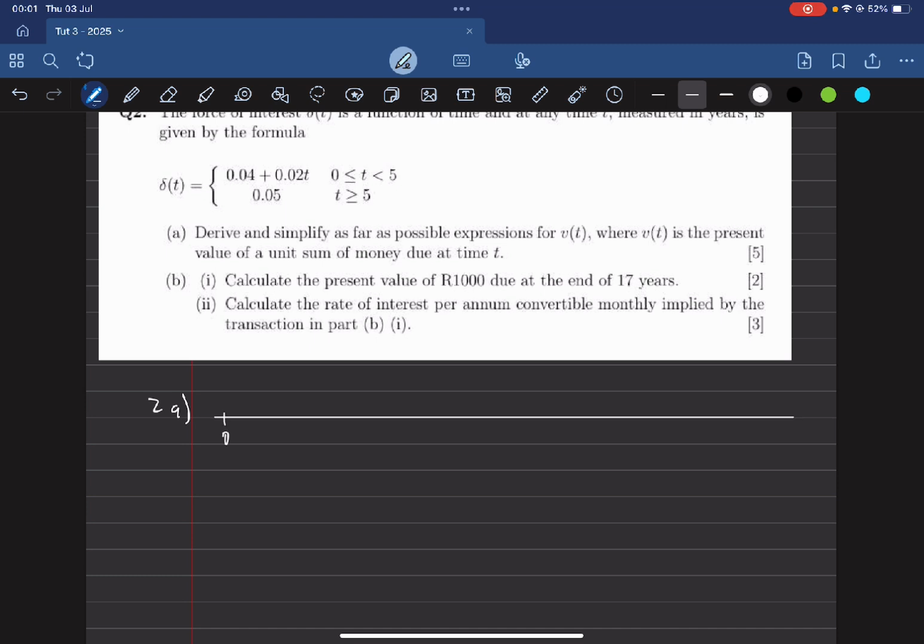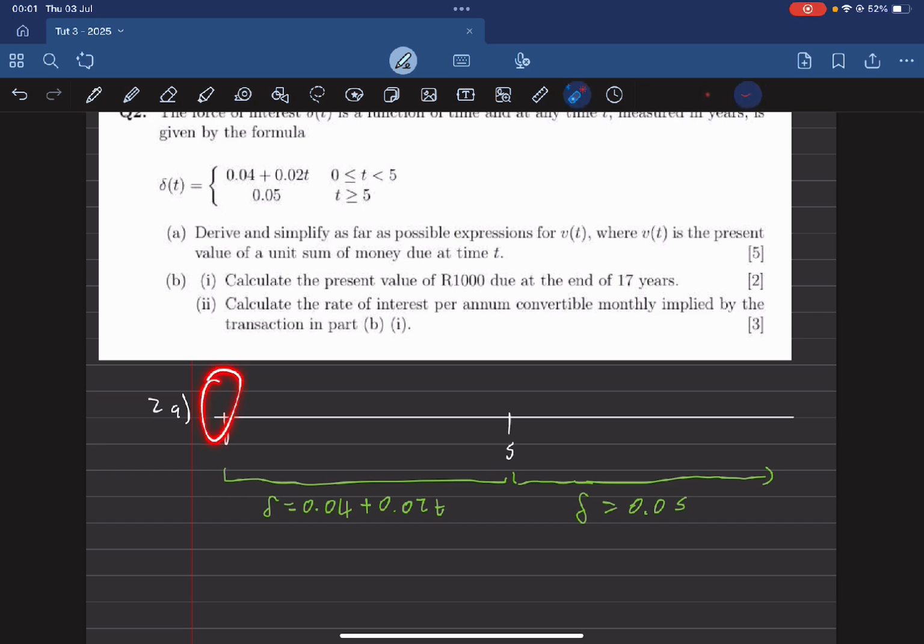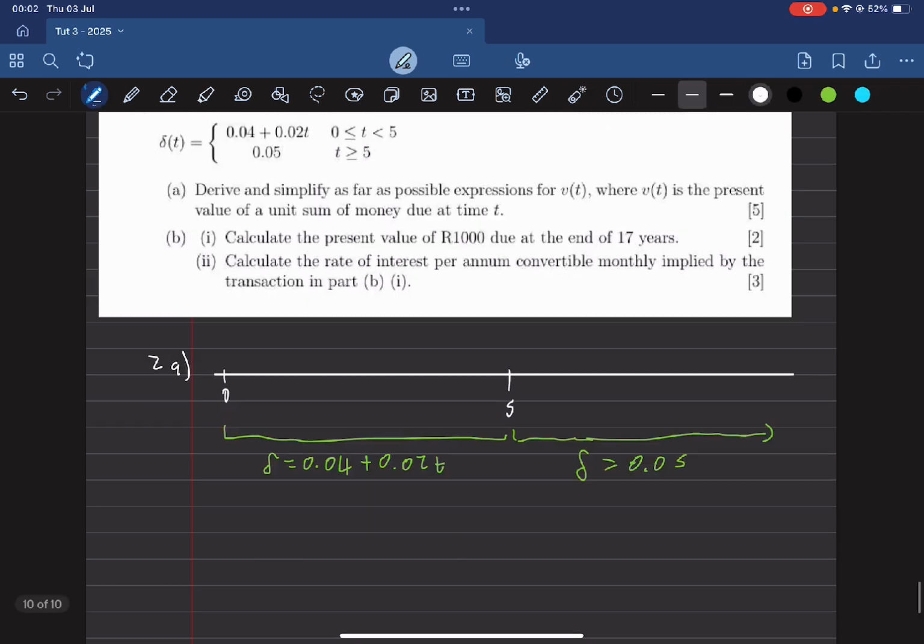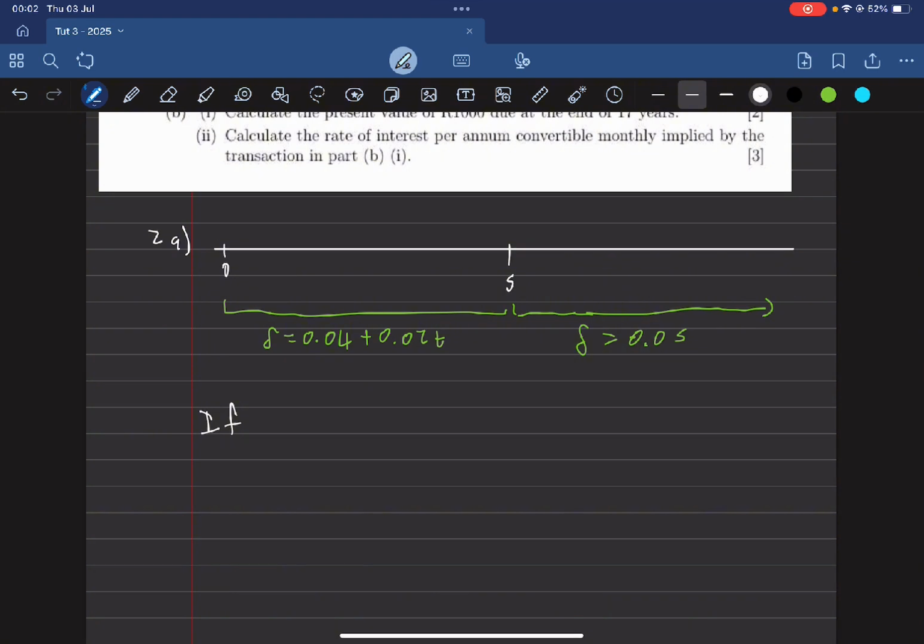So from time 0 to time 5, it has this force of interest. So delta is equal to 0.04 plus 0.02t. And then from 5 onwards, it has the force of interest rate of 0.05. Okay. And now they want the present value, so the value at time 0, of a sum of money at any point. So we're going to have to break it up into a few cases because the force of interest changes, obviously. So the first case is going to be between 0 and 5. Okay, I'm going to say if t is between 0 and 5.